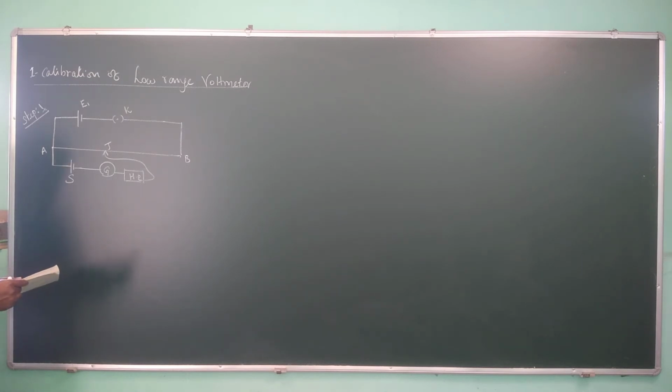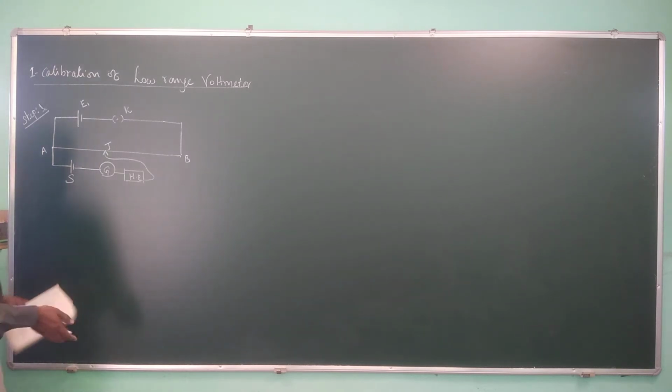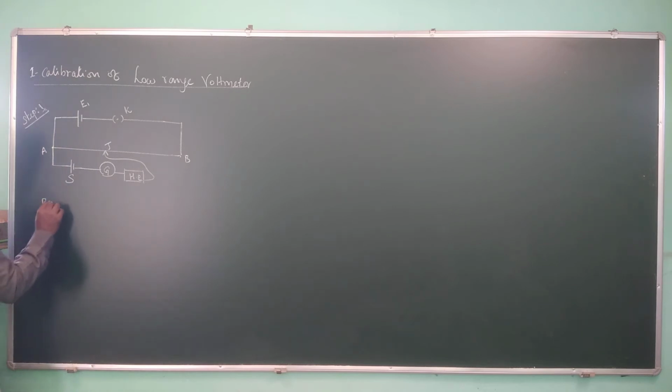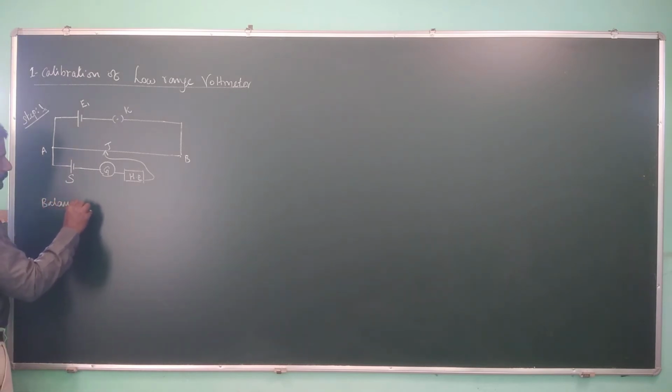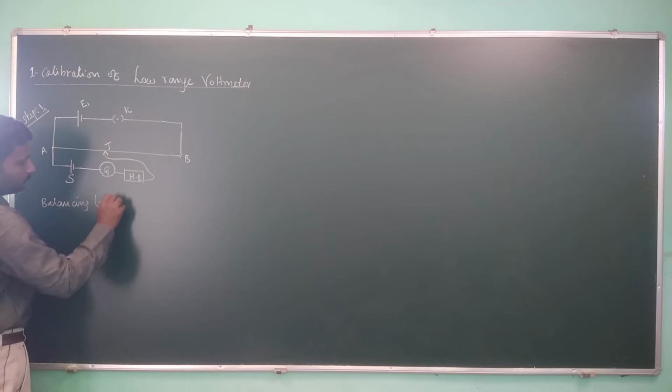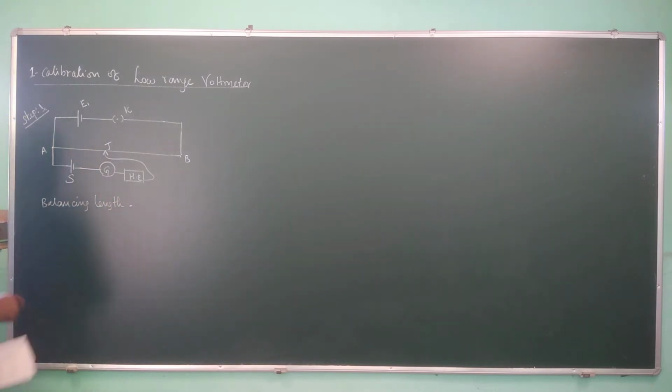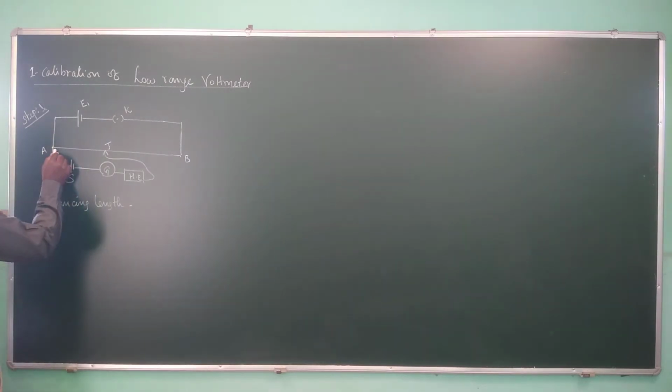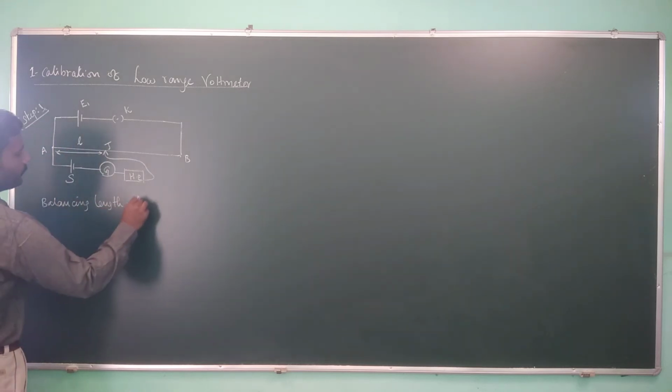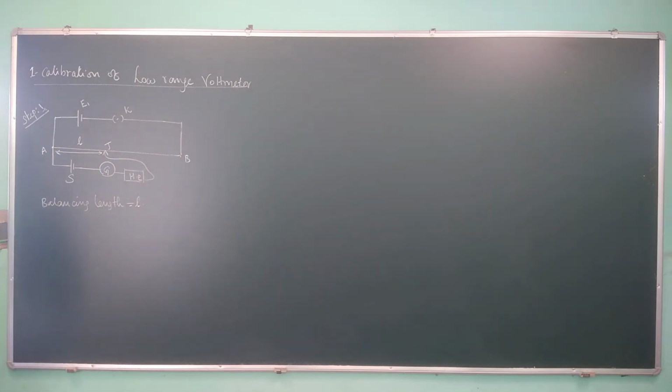You can denote it as the balancing length. That balancing length is calculated, and we denote it by L. Now we will move to the second step. Step 2.